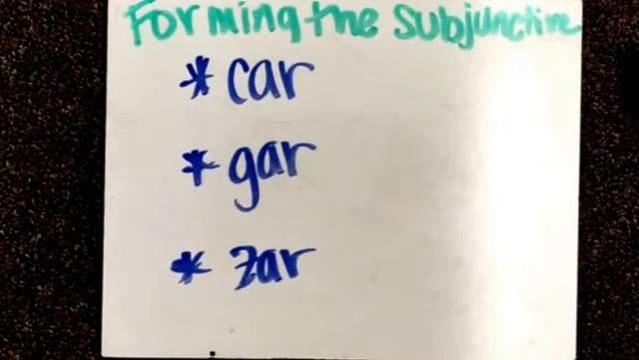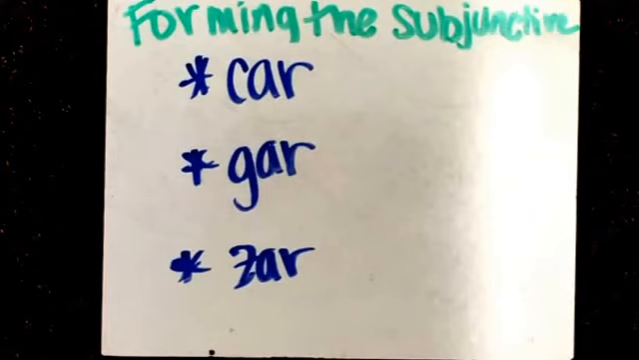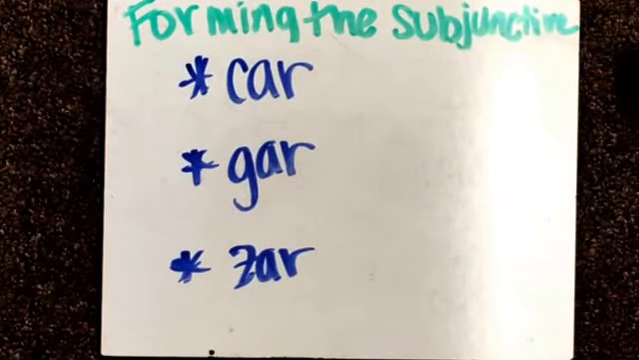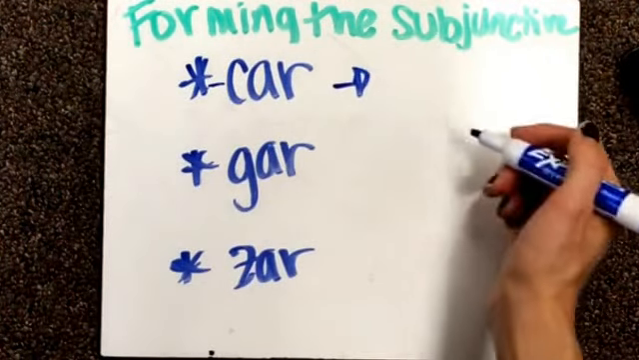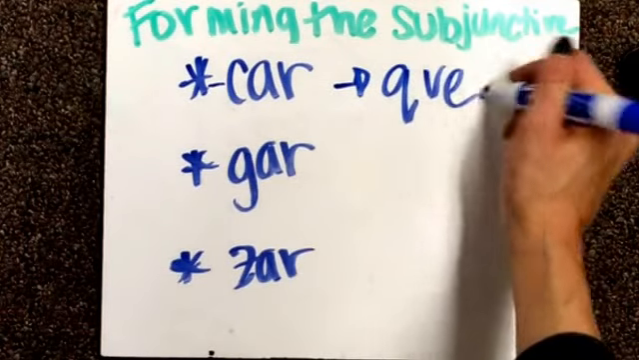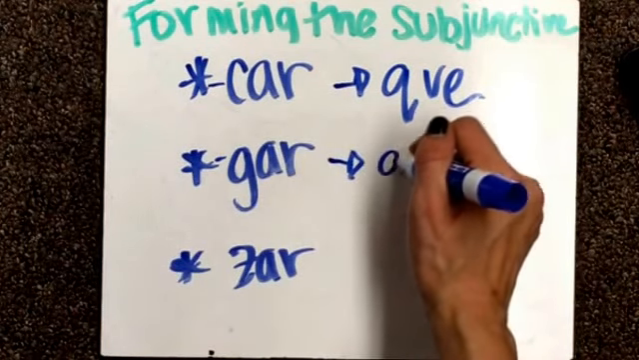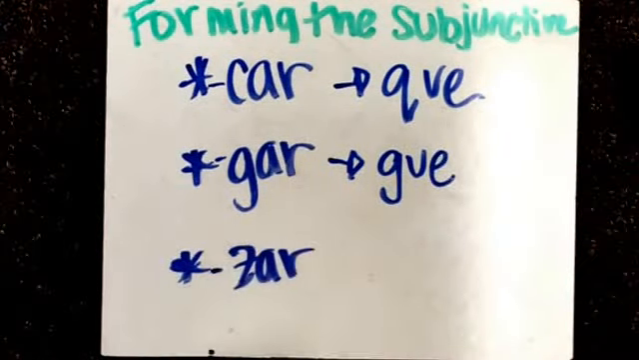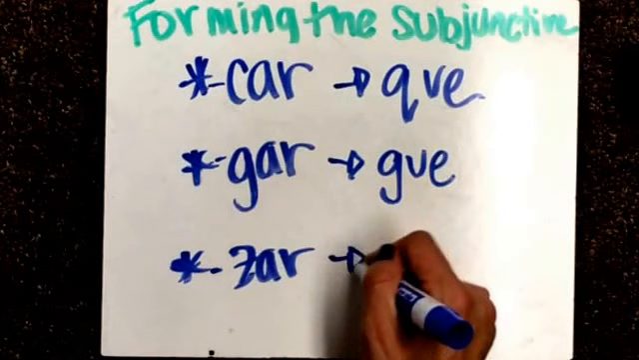Just like it was important to remember car, gar, zar verbs for the preterite yo form, and again, it was important to remember car, gar, zar verbs for negative tú, usted and ustedes commands, it's going to be important to remember car, gar, zar verbs in the subjunctive as well. So any verb that ends in car, we're going to start the ending with QUE. Any verb that ends in gar, we're going to start the ending with GUE. And for any verb that ends in zar, again, we're going to go to CE.